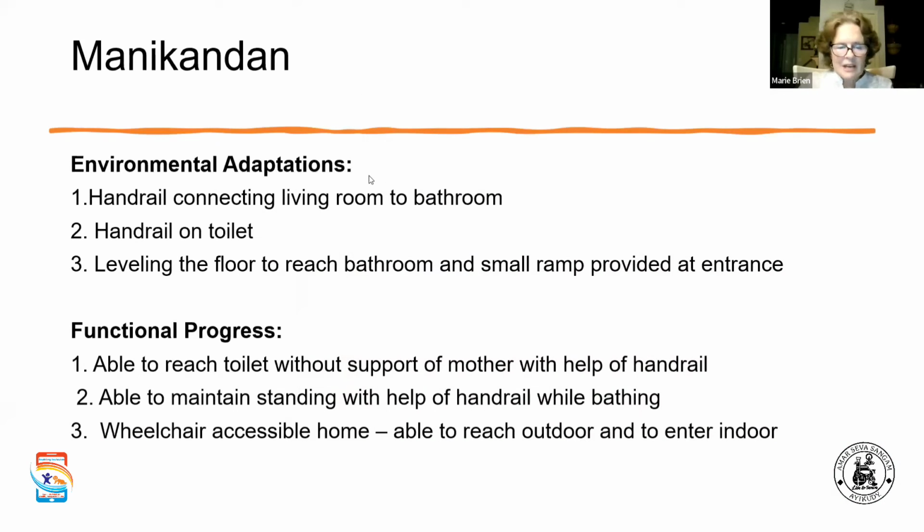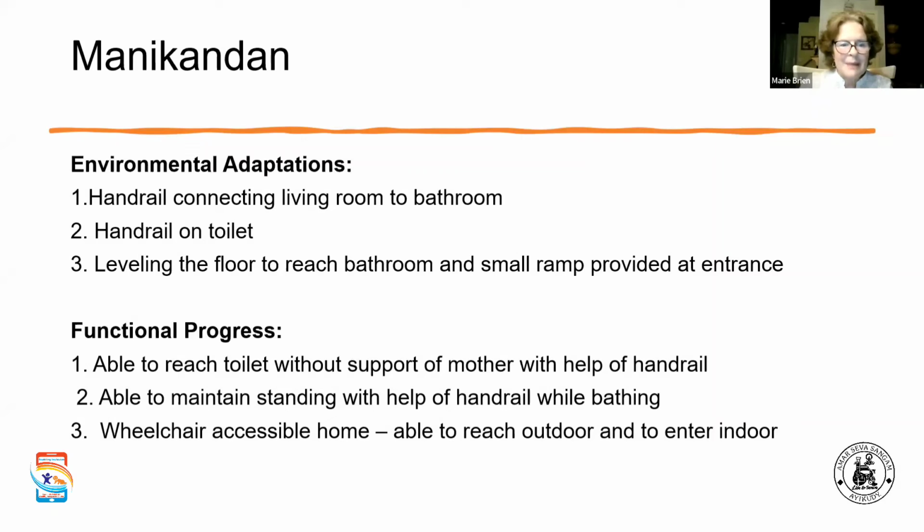So the environmental adaptations that were recommended were a handrail connecting the living room to the bathroom, so that he could get himself to the bathroom, a handrail on the toilet, and also leveling the floor to reach the bathroom, and the small ramp provided at the entrance for home accessibility. Looking at the functional progress made through these environmental adaptations, now he's able to reach the toilet without support of the mother, with the help of the handrail.